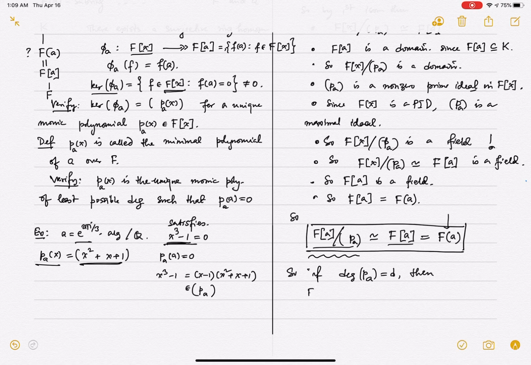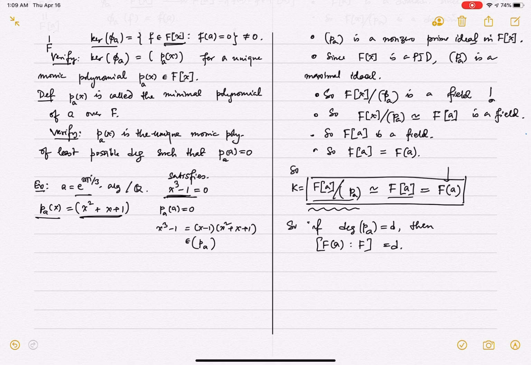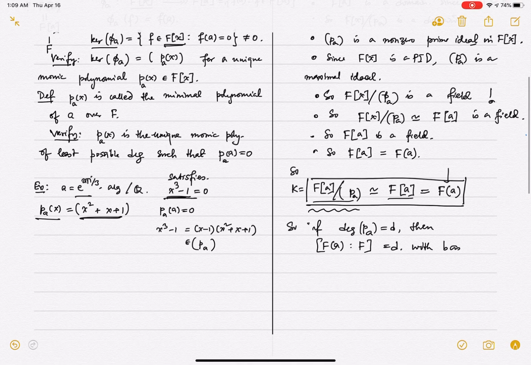Then this K, this extension, has degree d. And with basis, if you unpack this, you see that it has a basis 1, A, A squared, up to A to the d minus 1. This I'll leave as an exercise. This will be a good exercise to do.